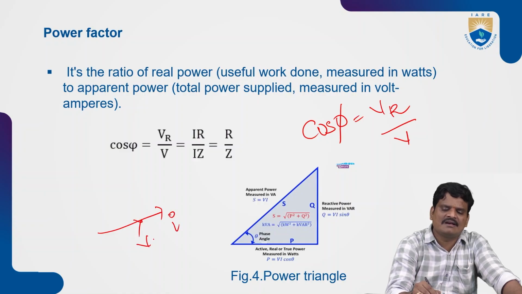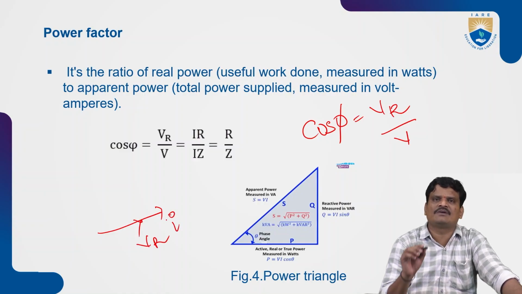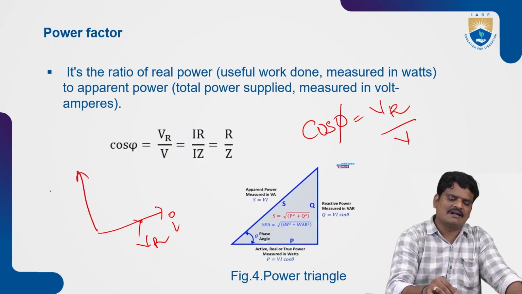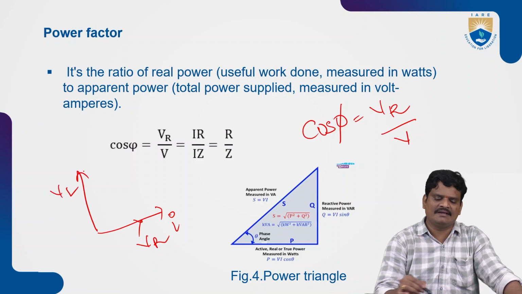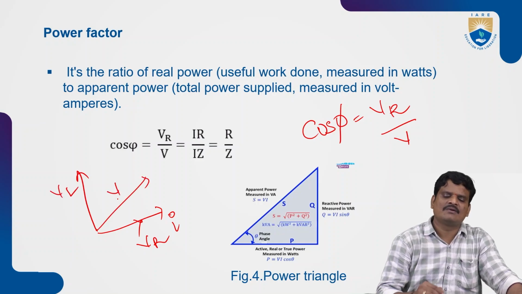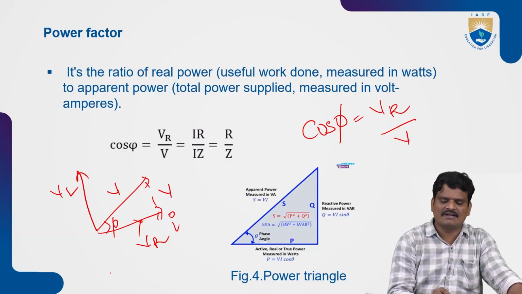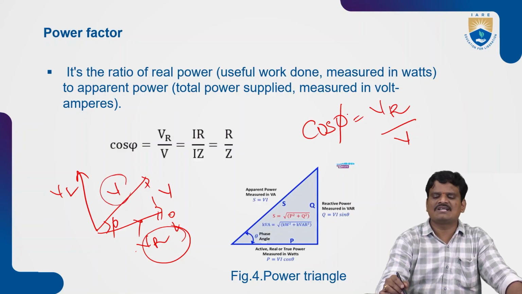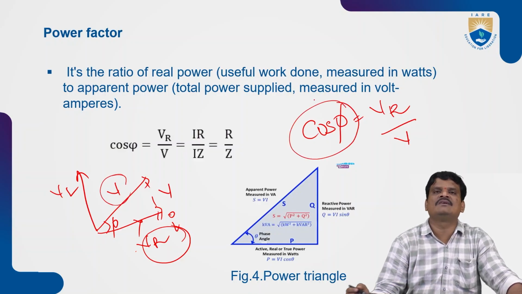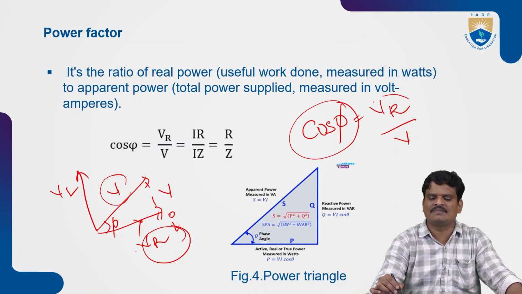What is our phasor diagram? Current is in phase with the voltage across the resistor, and current lags the inductor voltage by 90 degrees, and this is my resultant V. So cos phi is considered what? Opposite side, VR, by hypotenuse V. So cos phi is the power factor of the given series RL circuit, and it is given as VR by V.